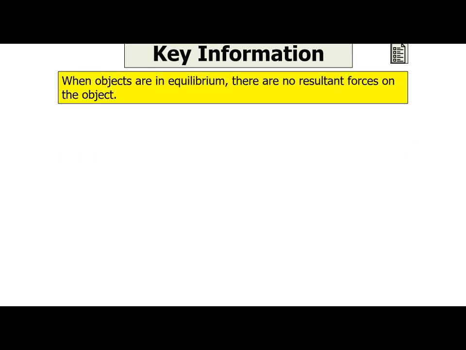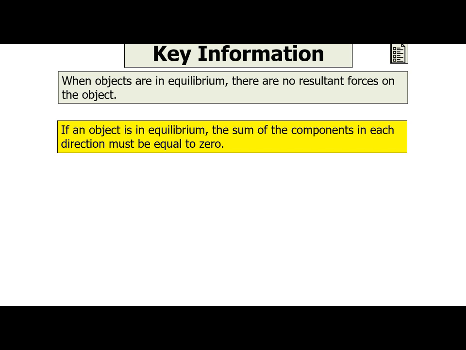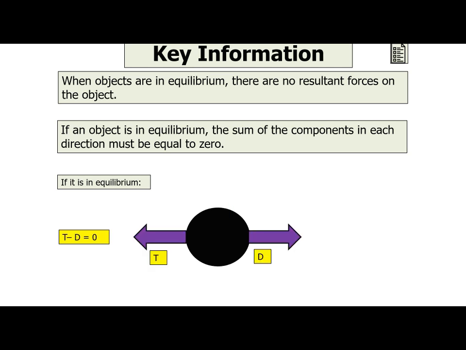Now, when objects are in equilibrium, we have said before there are no resultant forces on the object. So we can say that the overall horizontal forces equal 0, and the overall vertical forces equal 0. So if an object is in equilibrium, the sum of the components in each direction, horizontal or vertical, must equal 0. So if it's in equilibrium, we can say that R minus W equals 0, which allows us to rewrite it as R is equal to W. In this example here, if our object's in equilibrium, we can say that T minus D equals 0, which we can rearrange to say T equals D.